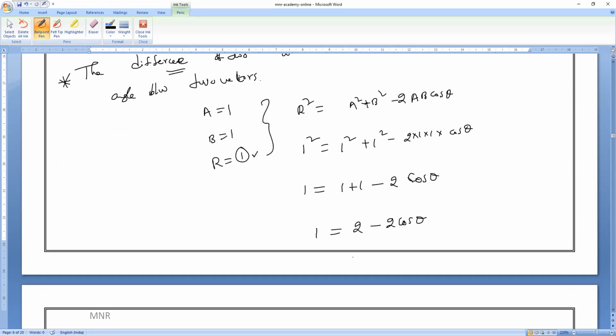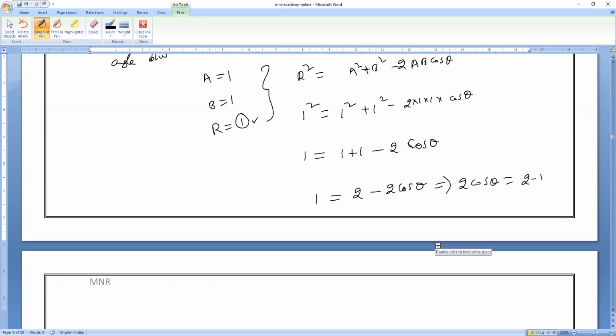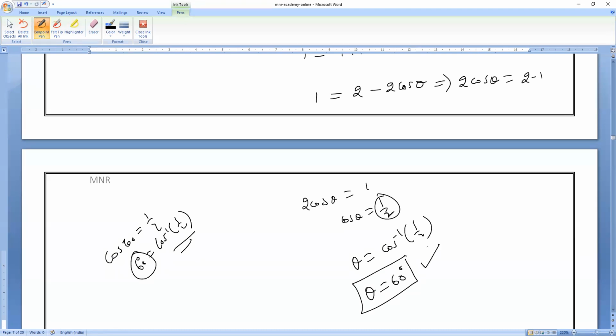So I will write now 1. From this one, 2 cos theta is equal to 2 minus 1. Is it right or wrong? Verify, everybody. Clear? This one will come this side and this one will come this side. So 2 cos theta is equal to 1. So cos theta is equal to 1 by 2. Cos theta 1 by 2, which value? All of you. 60. Cos 60 is 1 by 2. Theta is equal to cos inverse of 1 by 2. So in place of cos inverse 1 by 2, how much angle can I write? 60 degrees. Understand this one?